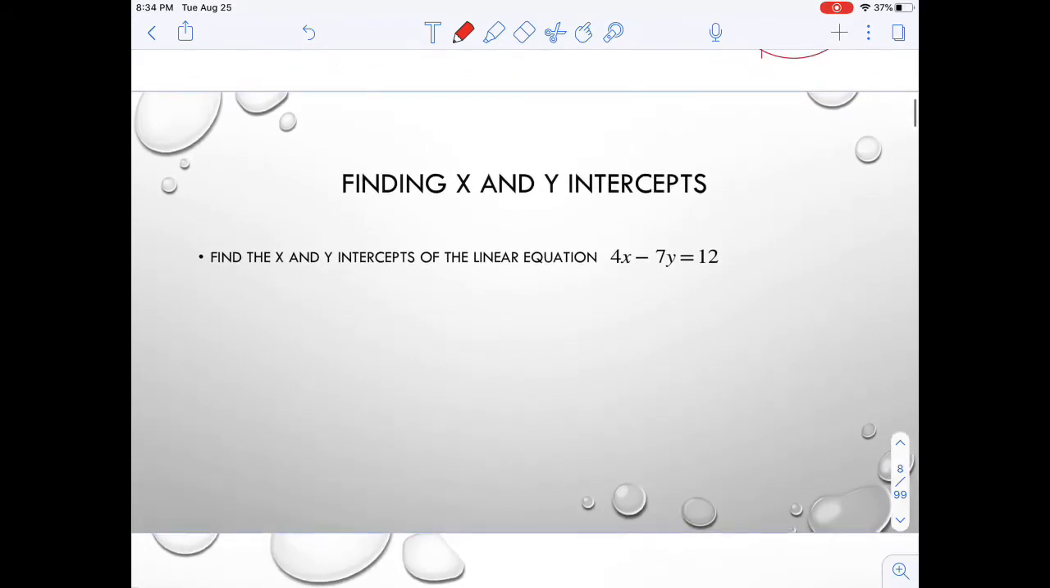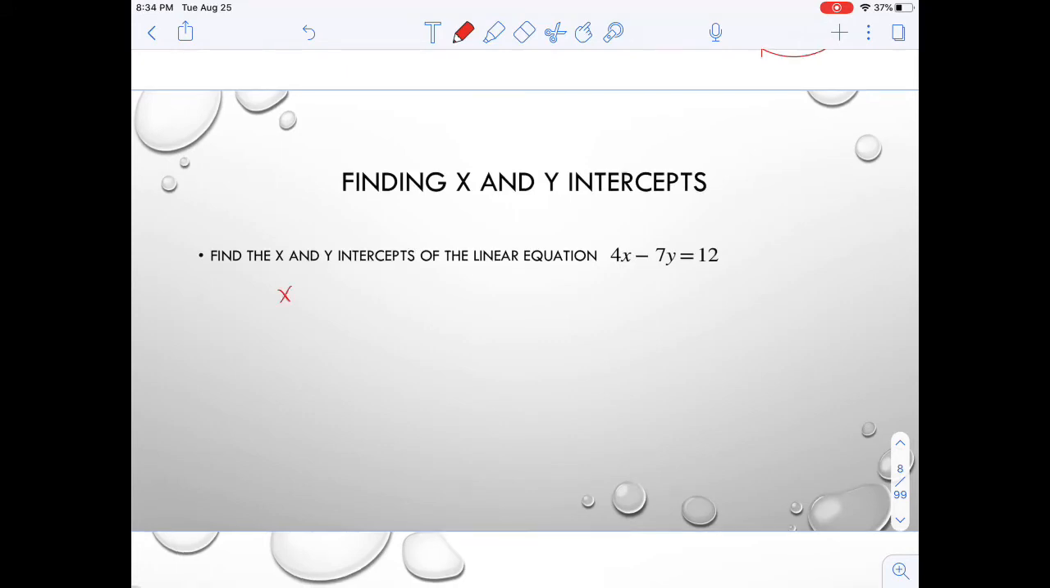Next thing I want to mention is finding x and y intercepts. When we're finding x and y intercepts, I'm looking for where I intercept those axes. If I'm looking for an x-intercept, I'm going to set my y value equal to 0, and solve and find the x value that gives me that particular solution. When I'm looking for my y-intercept, I'm going to set my x value equal to 0, and solve and find the y value that makes that true.